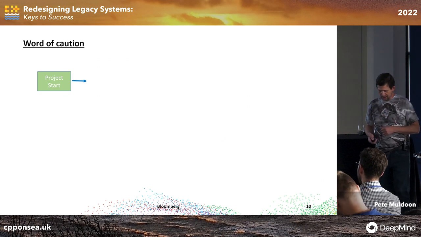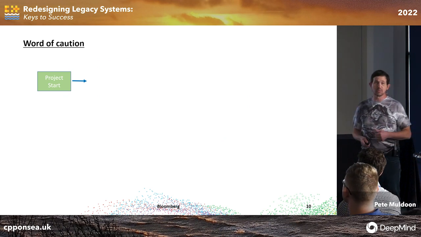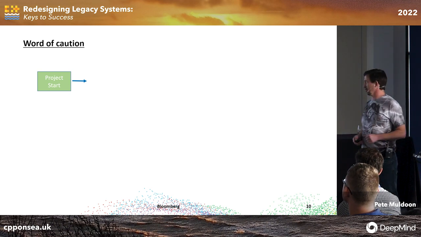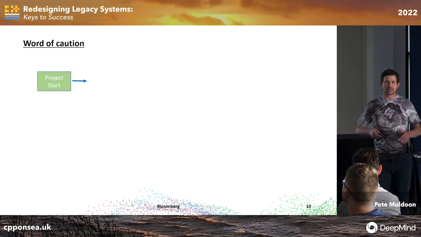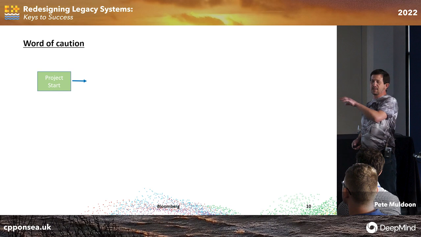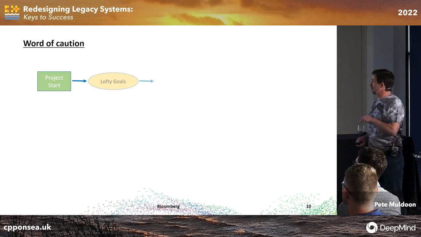So let's go to where we've decided we're going to do a full rewrite, and we've decided that there's a systemic problem. So let's look at this. We're looking to start a project. I'm going to give you kind of a timeline or the phases these things go through.